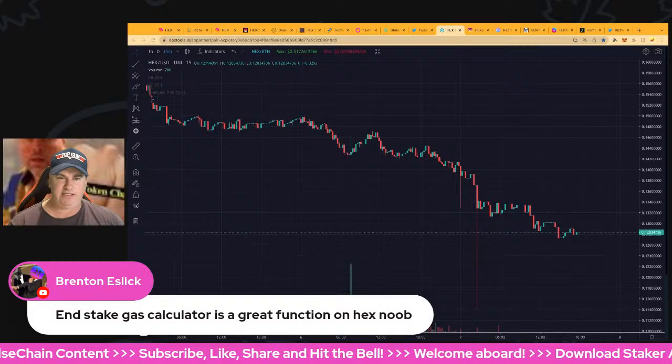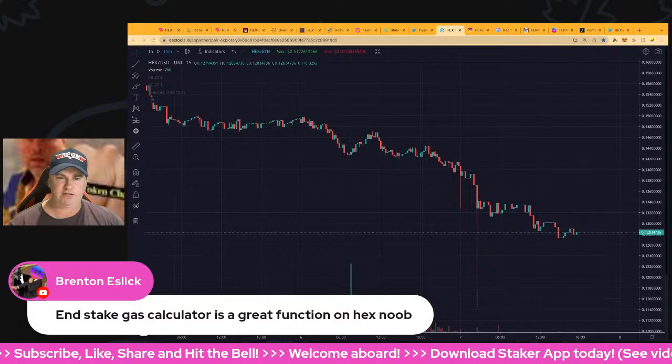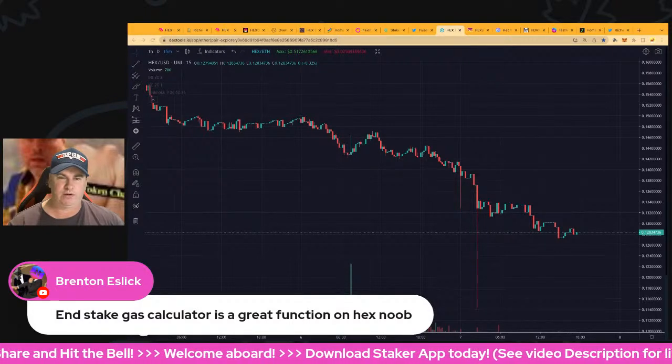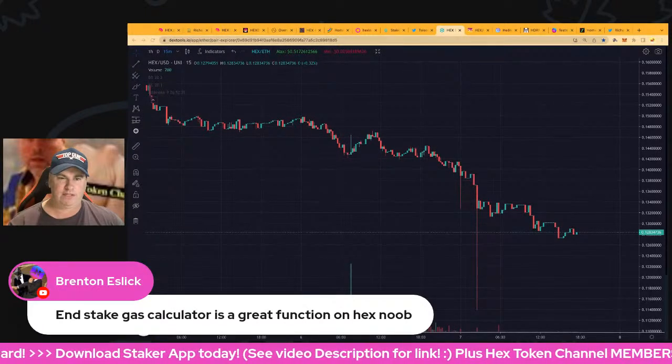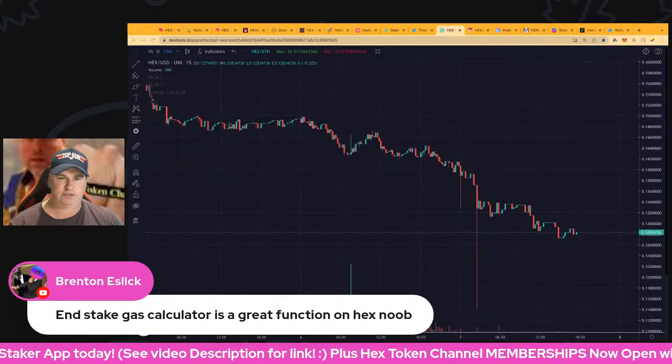Brendan says the end state gas calculator is a great function on Hex Noob. Oh, very cool. Maybe I'll show that at another time. What else? Yes. What else we got to go?